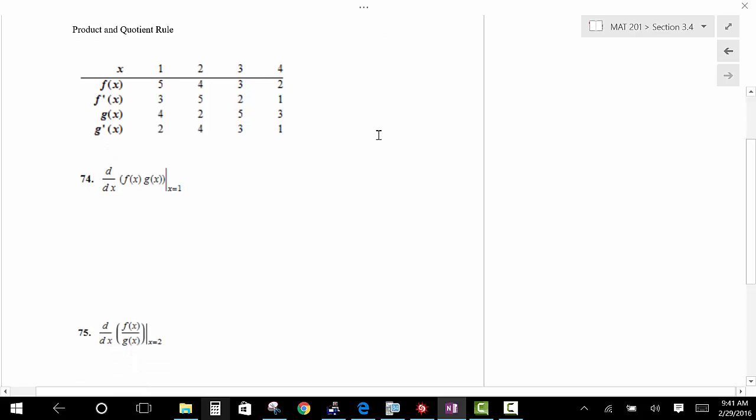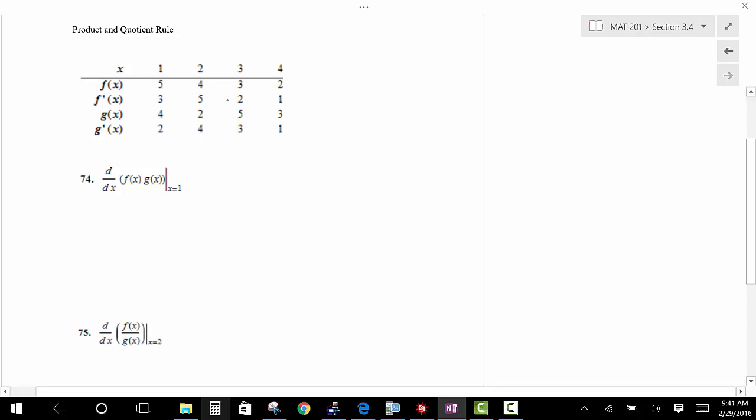I haven't seen this kind of problem much in textbooks, but it's actually a very good problem because it tests to see if a student understands the product and quotient rules really well. So on this one, what they're doing is they're giving you the function values of f of x. All this means is like f of 1 is 5, f of 2 is 4.